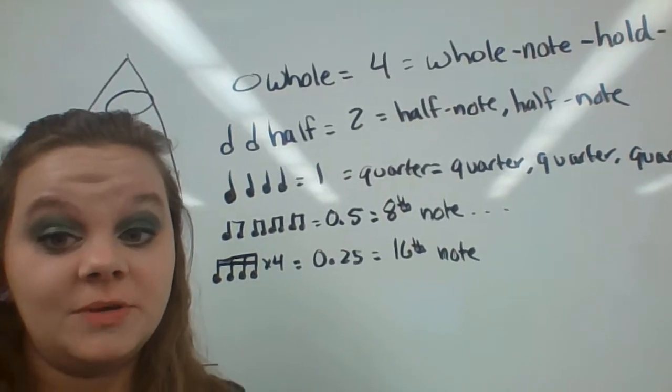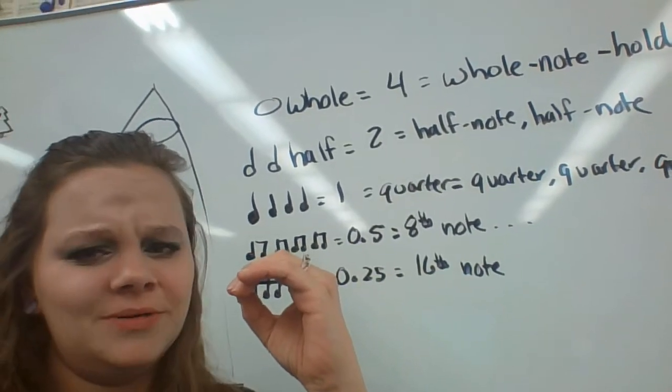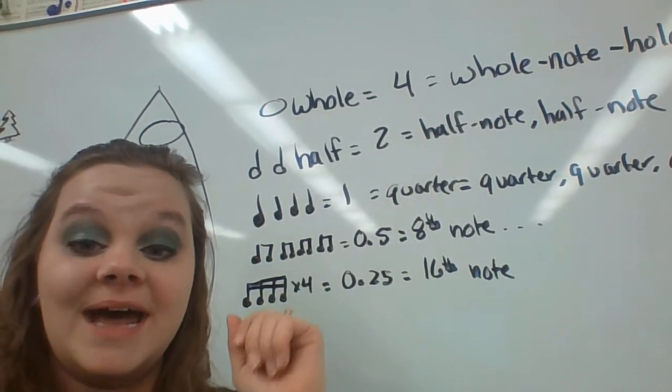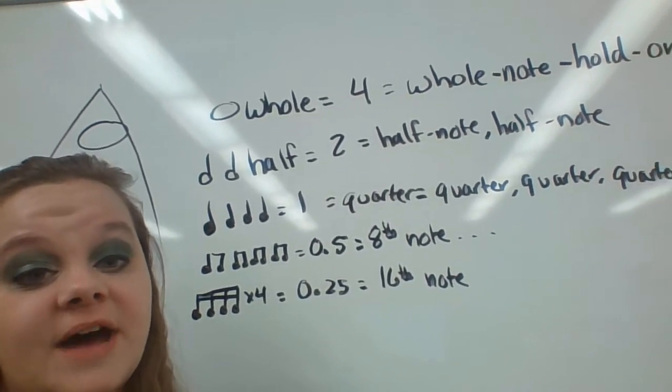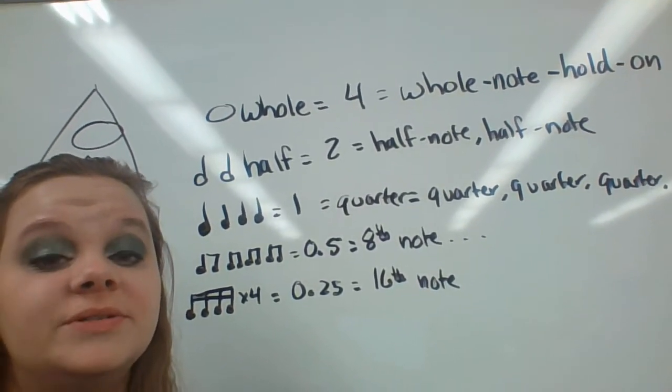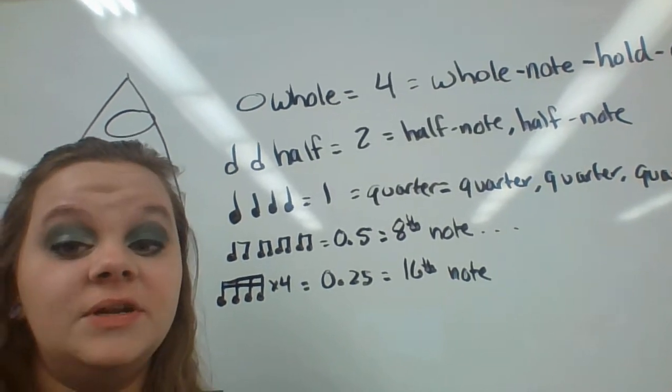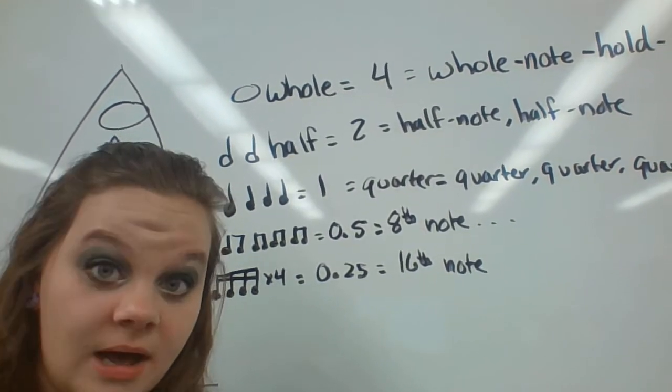Then we have our half note. Show me your half note. Make a circle. I can't do it because I'm holding my laptop, and then add a stem to it, okay? 2 beats per half note. And you might have counted in elementary school "half note," or "ta, ta."